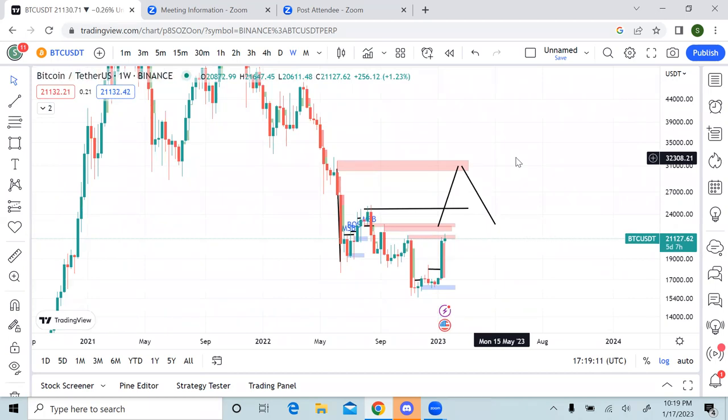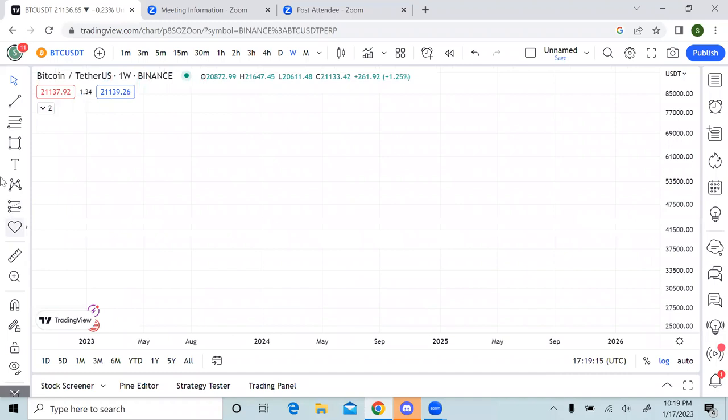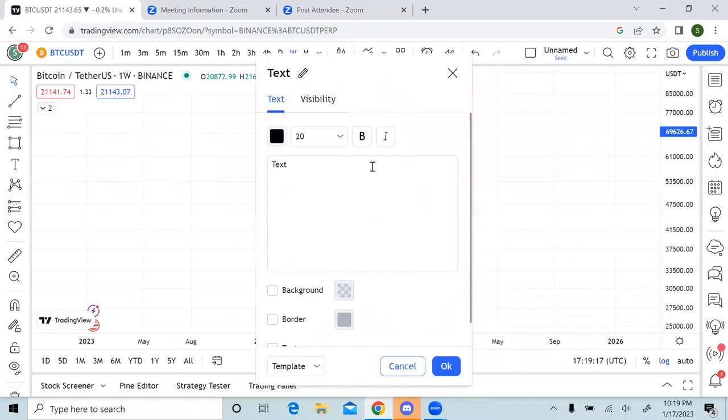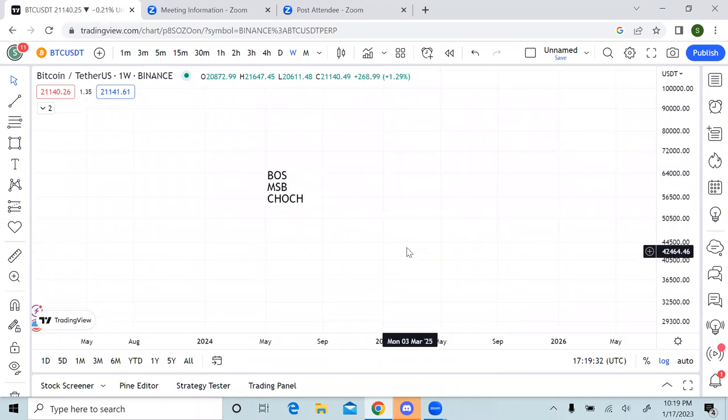Now ask questions. If you have any misunderstanding between the three words here in market structure. One is BOS, MSB, CHoCH. These are the three things in market structure. Now ask questions one by one, if you have any confusion in market structure.